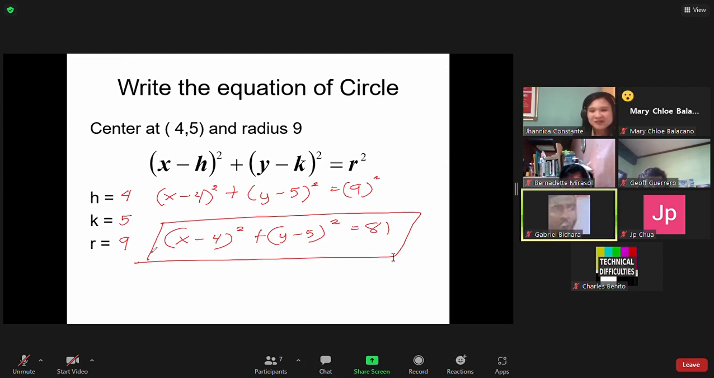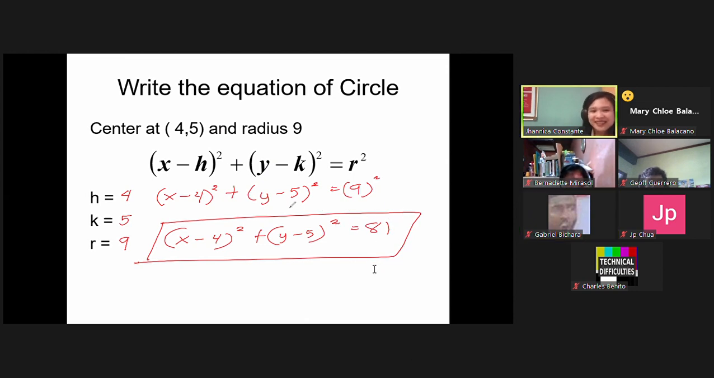Okay. As you can see, the only thing that you solved is the 9 squared. That's the only thing that is changing.